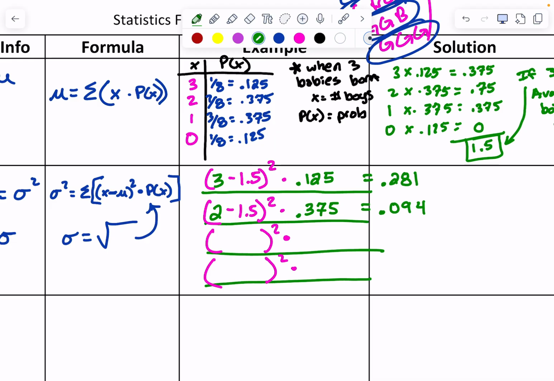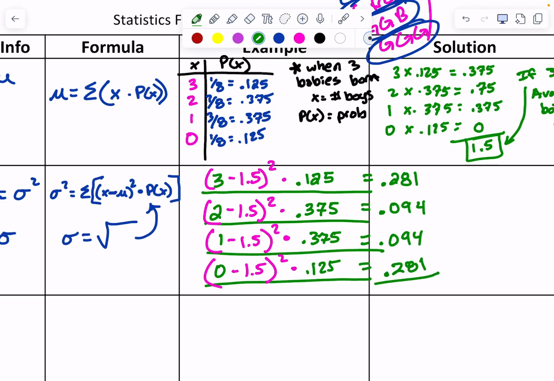Okay, the next one, we take 1 minus 1.5 squared times 0.375. So that's the same, because 2 minus 1.5 is 0.5. This is negative 0.5, but when we square it, it ends up being the same as that one, right? So that one is also 0.094, right? And then the last one is the same as the first one, right? Minus 1.5 squared times 0.125, okay? That is 0.281.